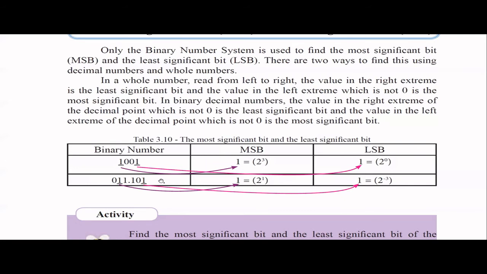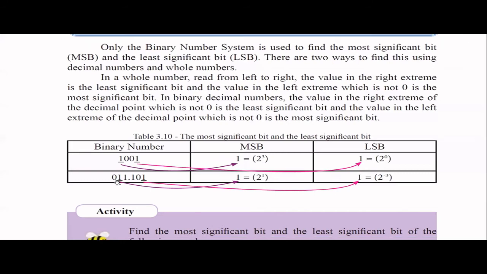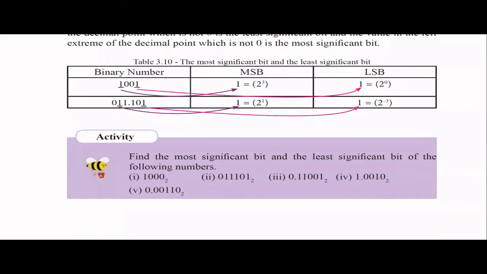So here it's a decimal binary number. In a decimal binary number, we have to ignore zeros, right? So anyway, LSB will be the right extreme number, which is 1. And MSB, most significant bit, will be the left extreme number, and it should not be 0. So that will become again 1. So we'll see the activities also.